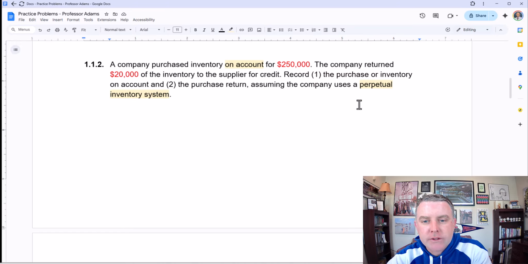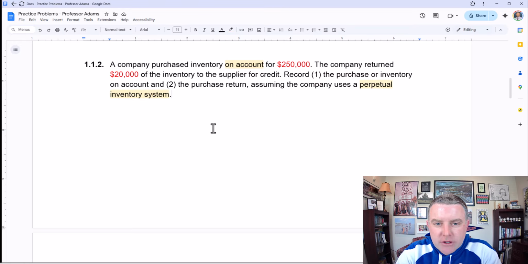We're using a perpetual system. This is like the barcode system. In a perpetual system, you update things right away. And what that means for our journal entries is that we don't have the extra step that we have in the periodic system where we have to deal with a purchases account. So perpetual system, you update things in real time. All right, so let's look at these journal entries.